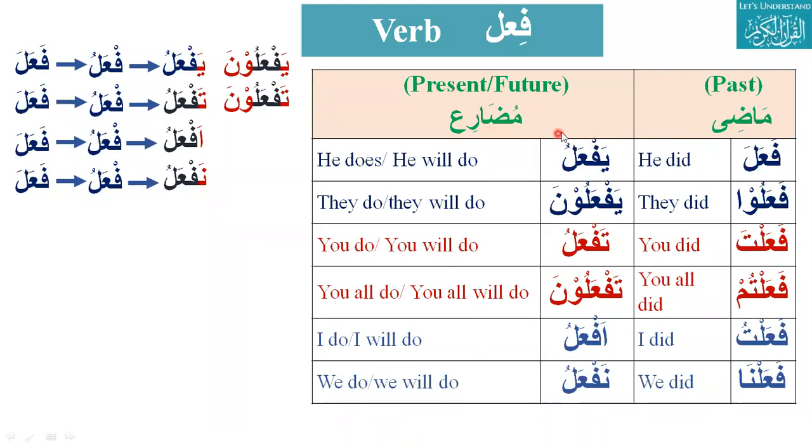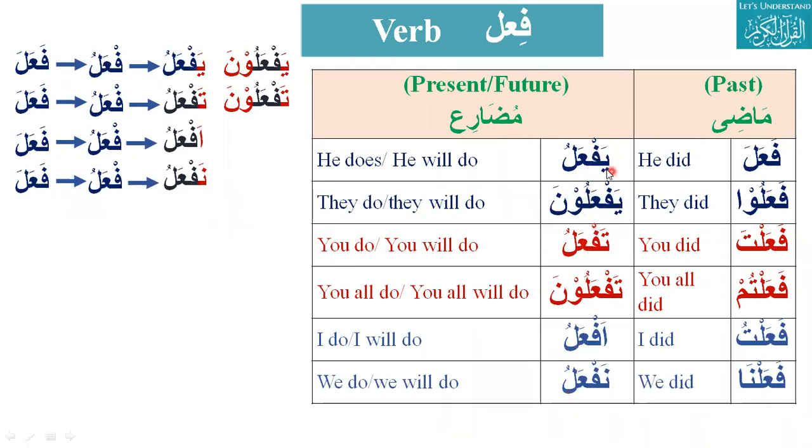This will be repeated again and again. And see here, Fa'ala, he did. There are six words you have learned, and you have seen how the meanings are there. So now let's come to Mudare. Same pair. First is about the first person, third person singular, third person plural. Second person singular, second person plural. First person singular, first person plural.